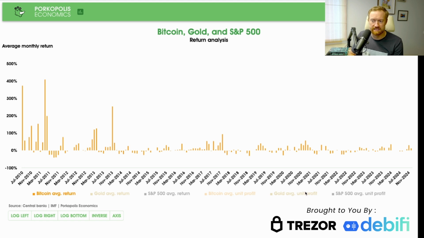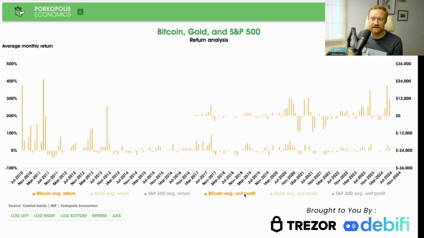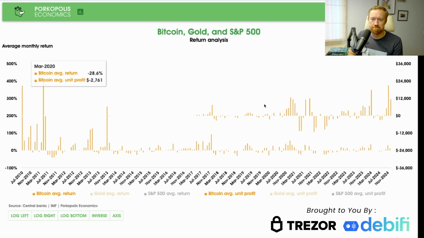Now, unlike gold and the S&P on this chart, because Bitcoin is so big, the per unit profits, that means if you had one Bitcoin and you just follow the per unit profit each month, it's so huge that actually the scale on the right-hand axis has to change. So I'm gonna put that up right now. Okay, per unit profit means dollar per Bitcoin that this percentage represents. Okay, so this is quite interesting now. This is where the Stoicism of Bitcoin comes in.